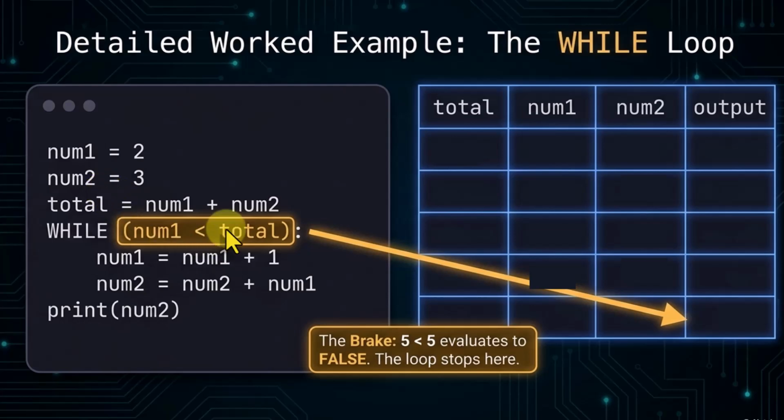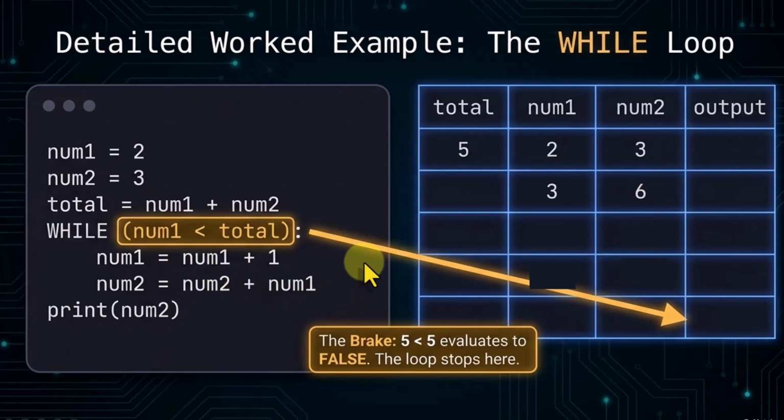So let's trace it line by line. As you can see, num1 is equal to 2, num2 is equal to 3, and total is equal to num1 plus num2, which is 5. Then the condition: num1 is smaller than total, yes it is. So we enter the loop. num1 is equal to num1 plus 1, so 2 plus 1 will be 3, and num2 will be num2 plus num1, so 3 plus 3 will be 6.